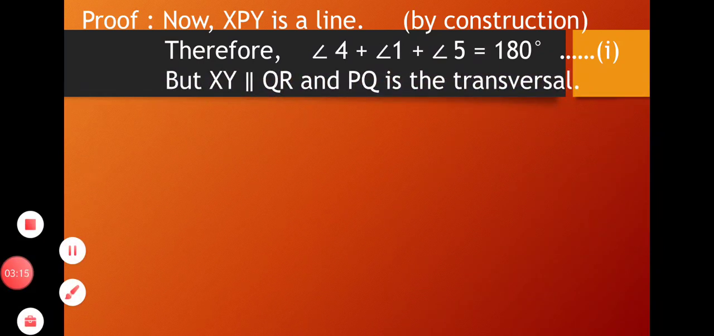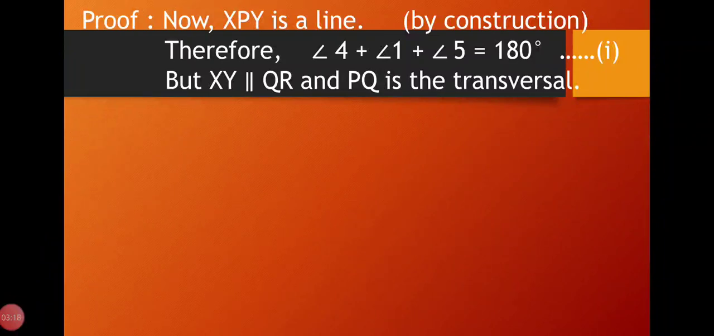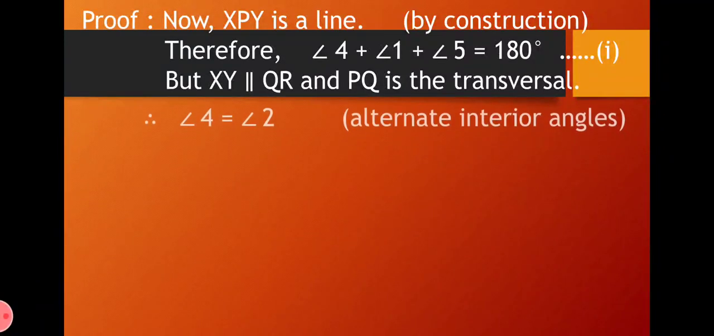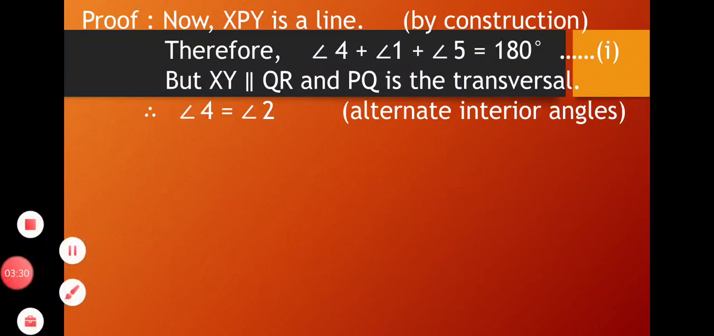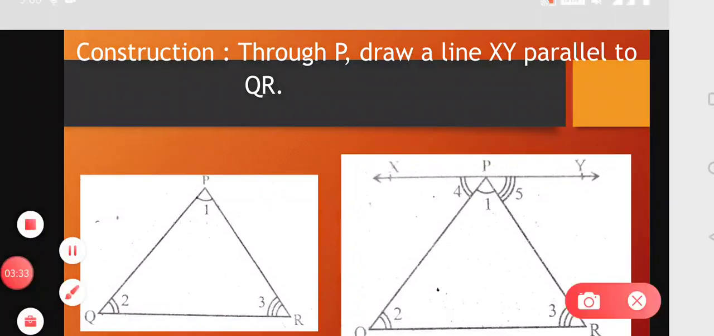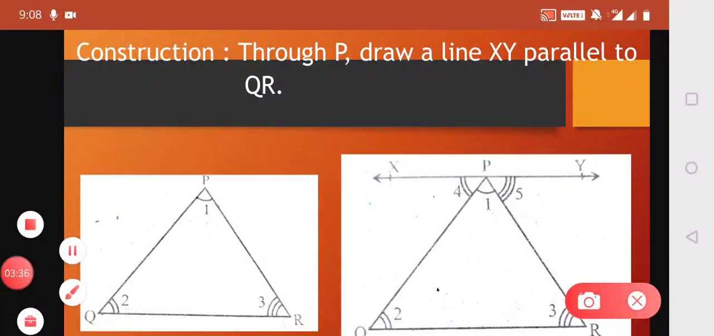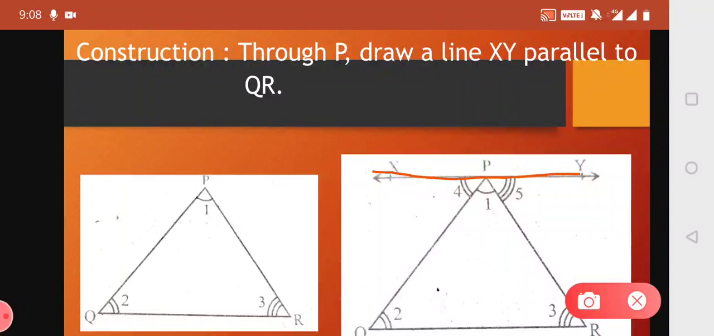But XY is parallel to QR and PQ is the transversal. Therefore, angle 4 equals angle 2, because they are a pair of alternate interior angles. In the figure we can see that we have taken XY parallel to QR. First we select PQ as the transversal, so we get angle 4 equal to angle 2. These are a pair of alternate interior angles.